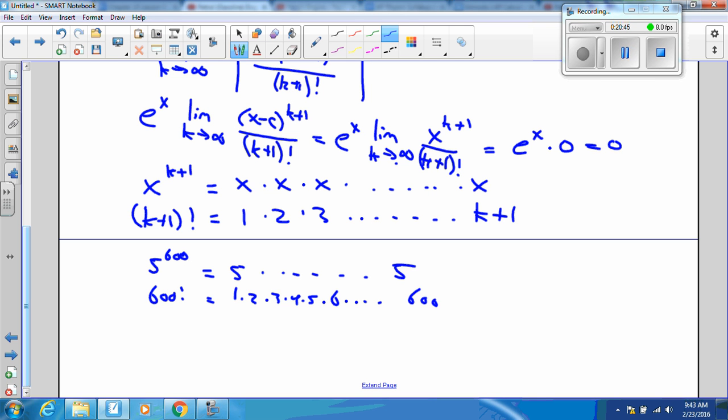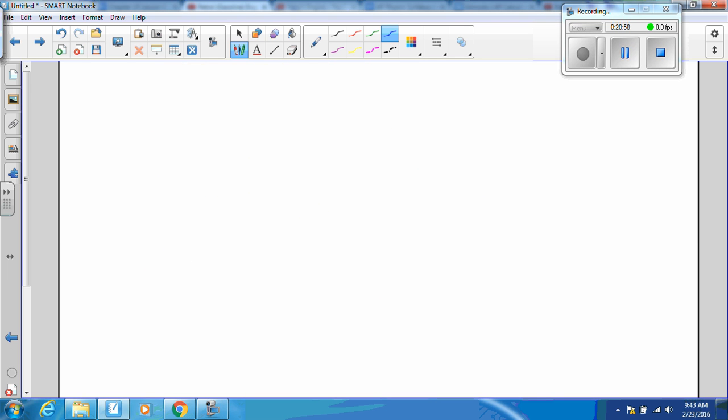Now, what does it mean for us? Because the remainder goes to 0, this means that our Maclaurin series represents e to the x for every value of x. So what we have then is a nice result. We can say that this is e to the x.